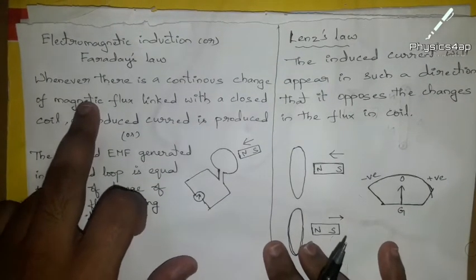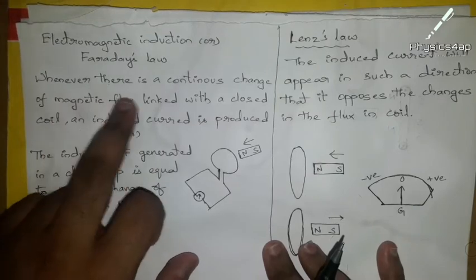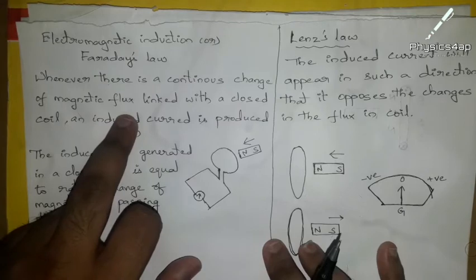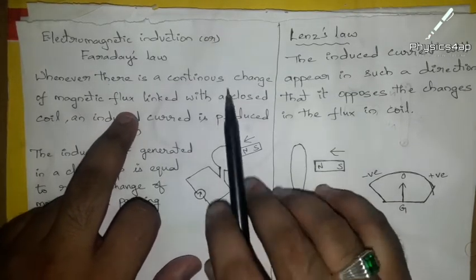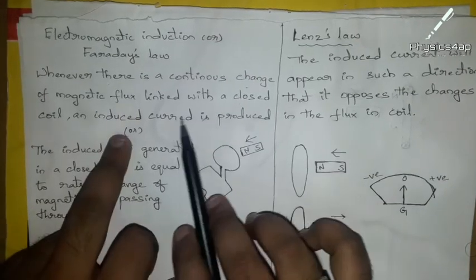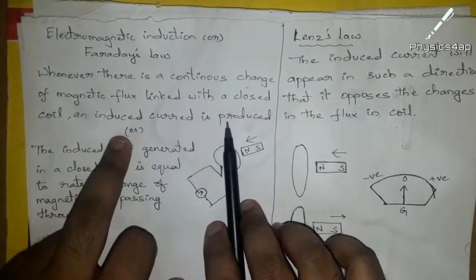Here he concluded that whenever there is a continuous change of magnetic flux, as I told you, magnetic flux is nothing but the magnetic lines, then when there is a continuous change of magnetic flux linked with a closed coil, an induced current is produced.